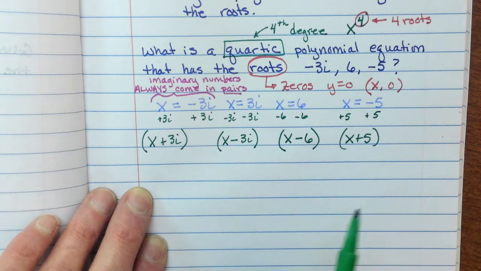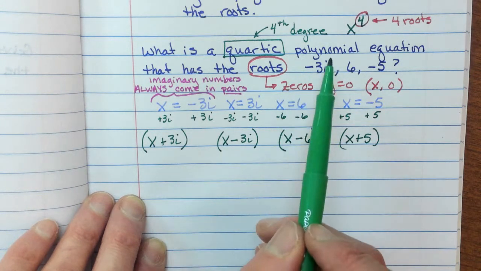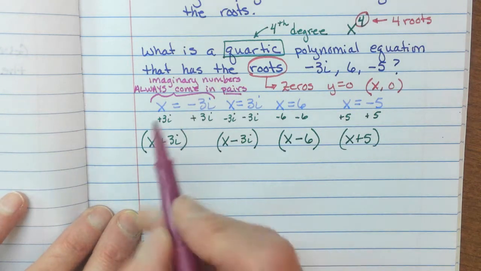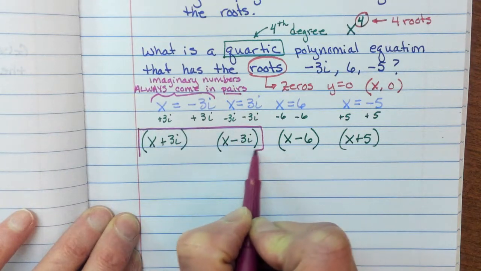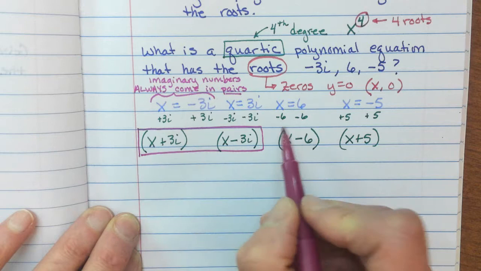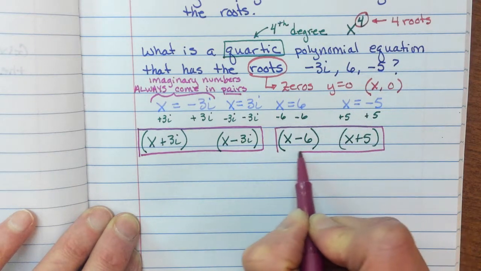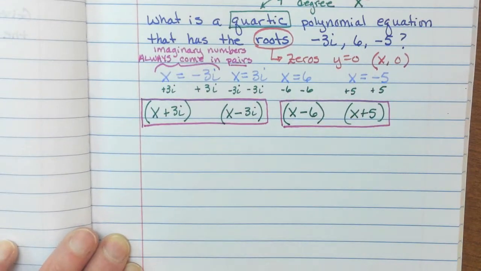But that's okay. I understand that that's there. I want to actually write the polynomial. So I like to multiply like things together. So these two I'll multiply together first, and then I'll multiply these two things together. And then the products of those two I will multiply together.